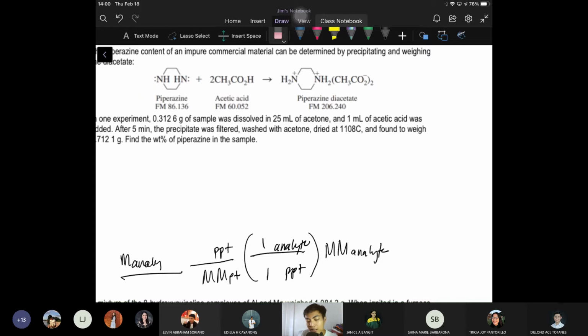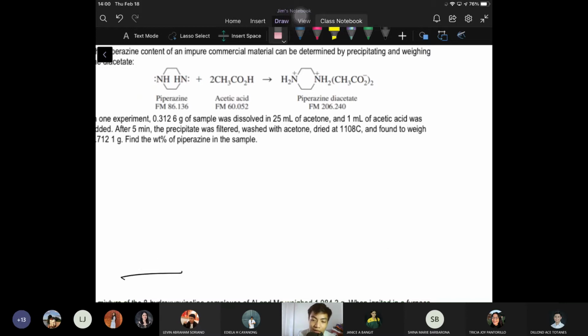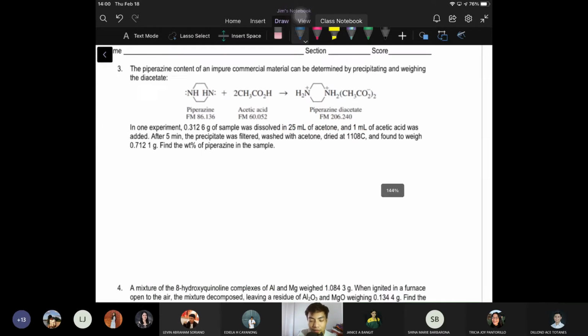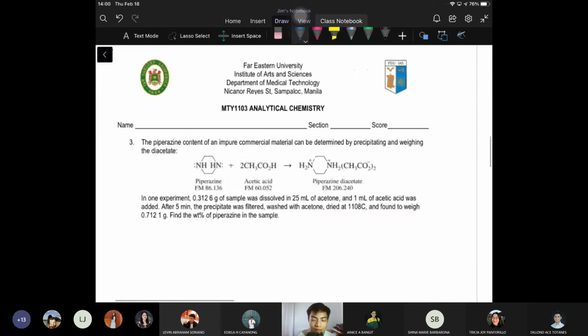So mapapansin niyo sa problem, hindi lahat ng numbers gagalawin. Ang daming sinabi, no? Ayan. Pero hindi yan important. So kailangan alam mo kung ano yung kailangan mo dapat, no? So ganun lang. Okay? So that will be the easy problem sa gravimetry, no?